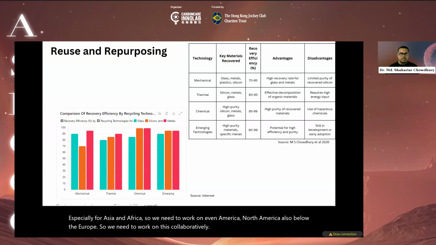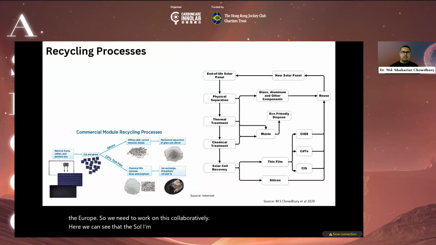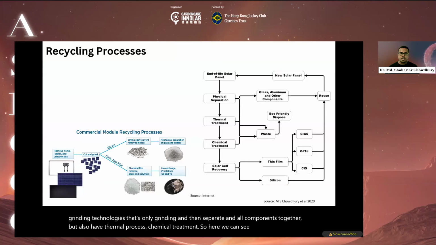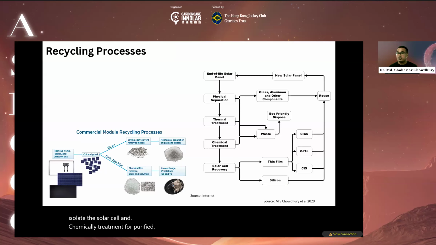Here we can see the recycling process, this is my previous work, and there are actually many existing recycling technologies. Some of them are just grinding technology, grinding and then separating all the components, but there are also thermal processes and chemical treatment. Here we mechanically separate the solar panel, then thermally treat it to isolate the solar cell, and chemically treat it to purify the semiconductor materials, so we can prepare that material for reuse.